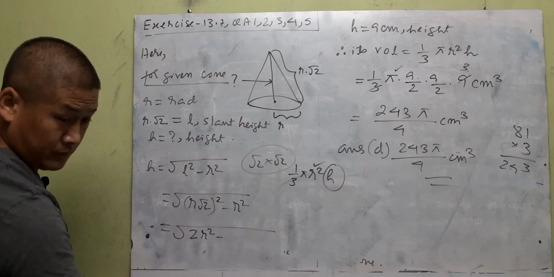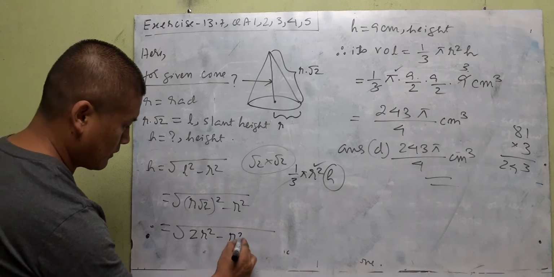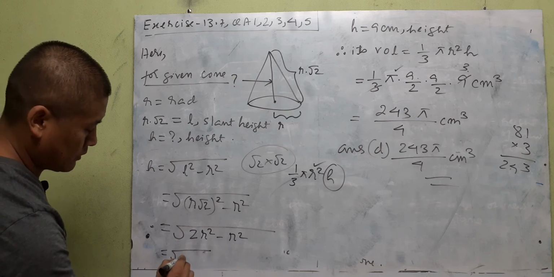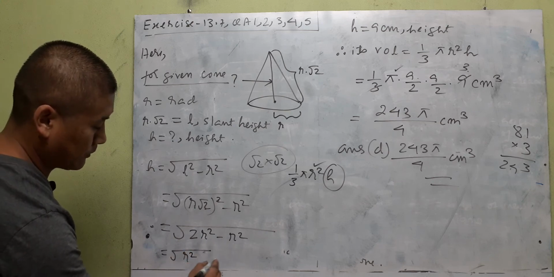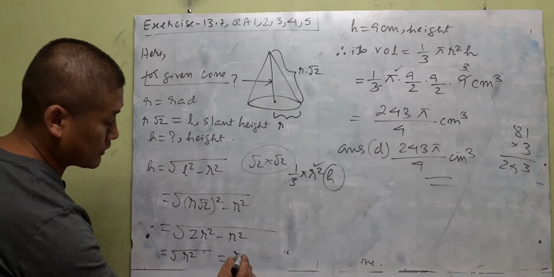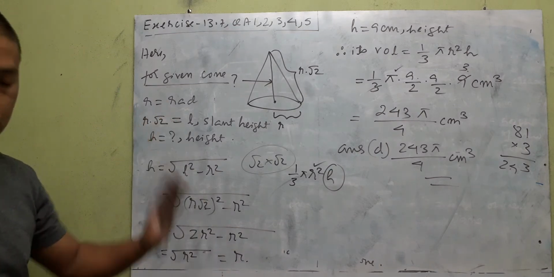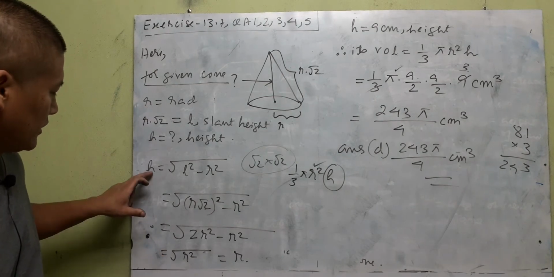Minus here, R square. So that is 2 R square minus 1 R square is 1 R square. And R square will come out of the root as a single R. So H is also R. R is R. So we now know R and H are there, which means we can find the volume.